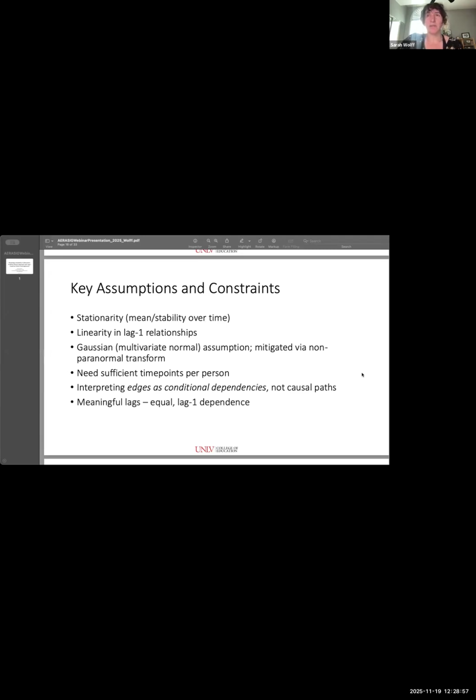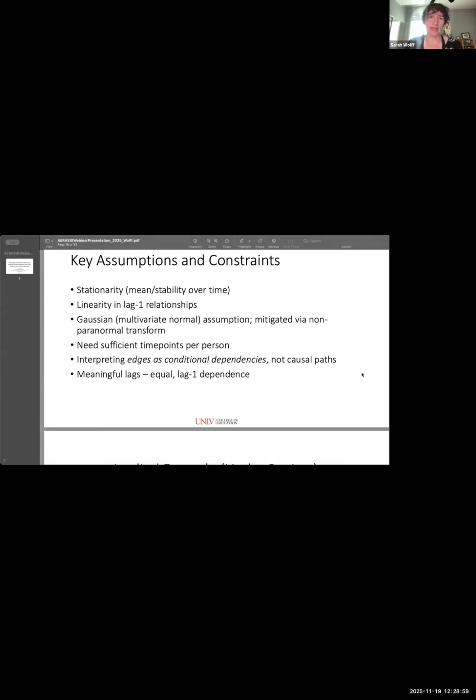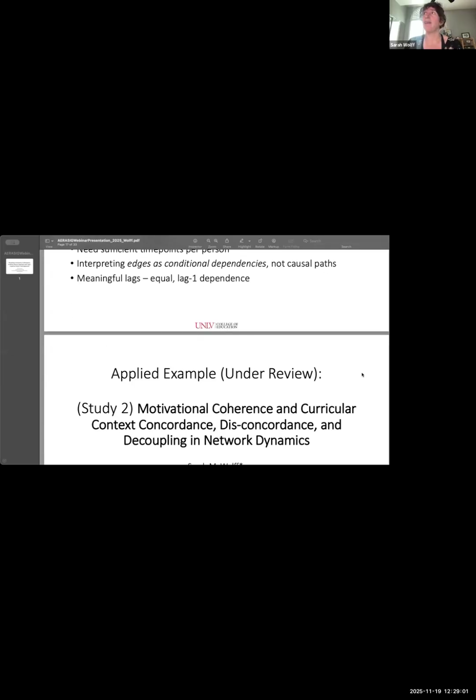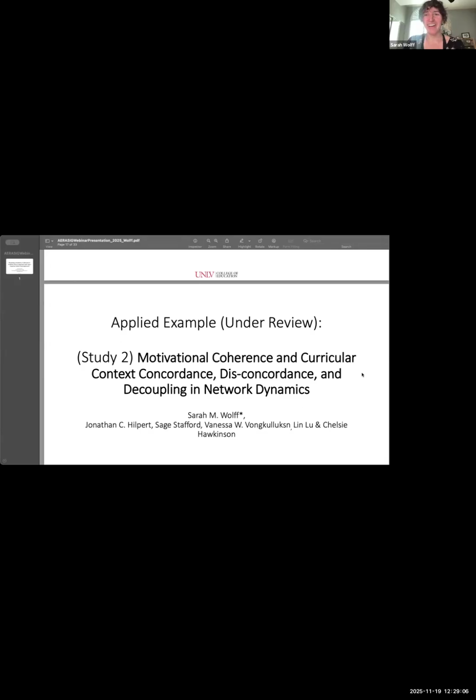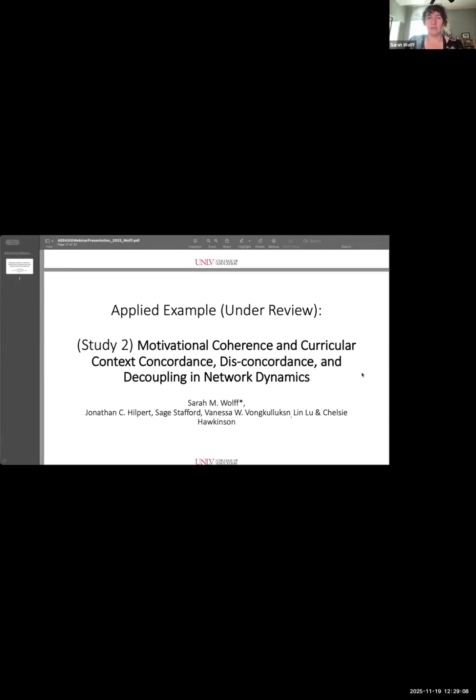So we're going to talk about these assumptions a little bit more in detail as we move to this applied example. And then I'm trying to get us so that we have 15 minutes to spend in R and play around with this code.